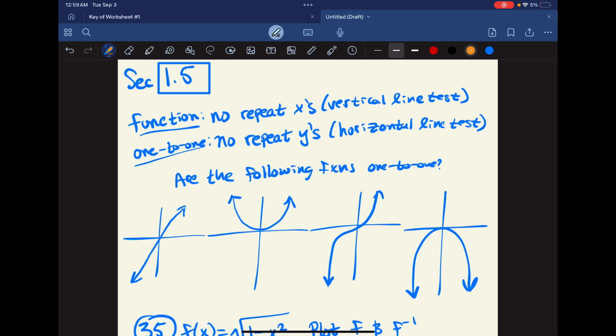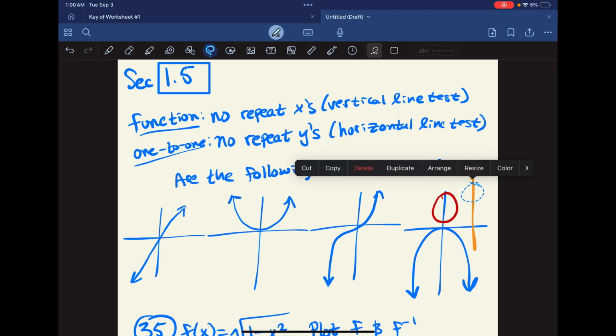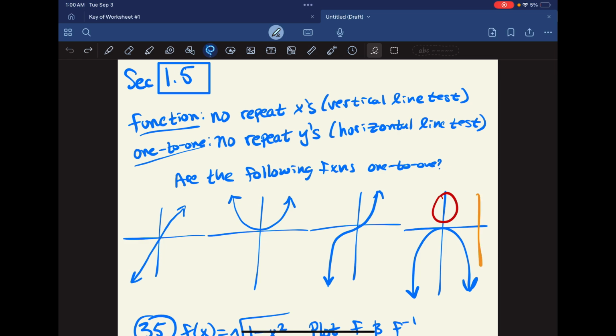So all these functions are vertical line compliant. An example of one that wouldn't be would be like a circle or something like that, right? Because then you would draw your vertical line and you would fail, because you're touching 2 points here, you're touching 2 points here, you're touching 2 points everywhere. So it would fail that.